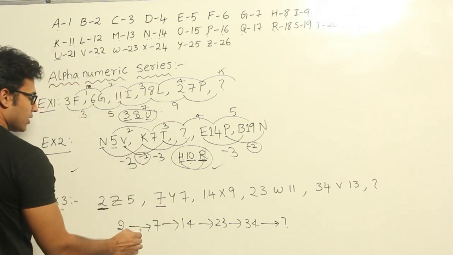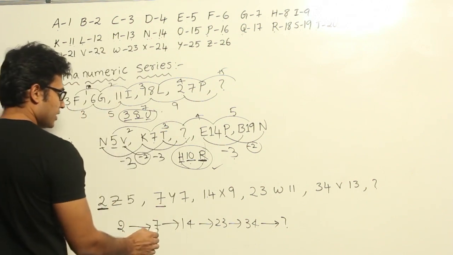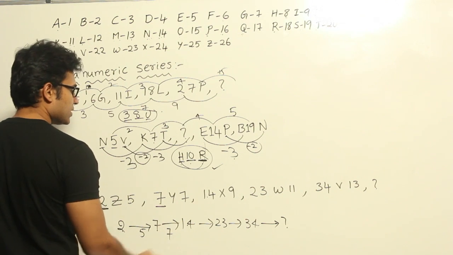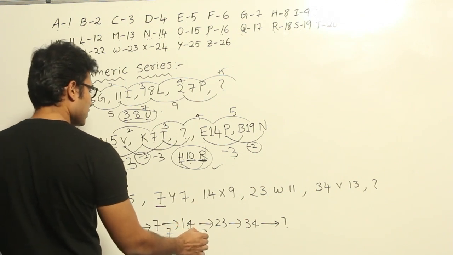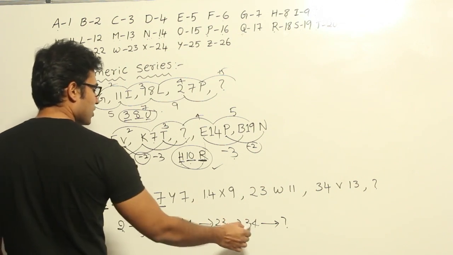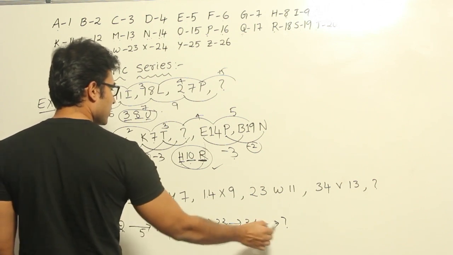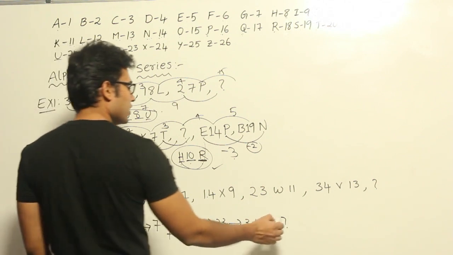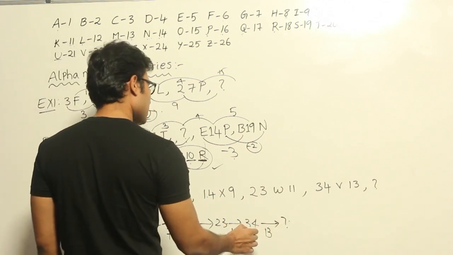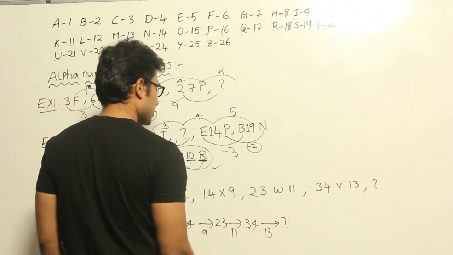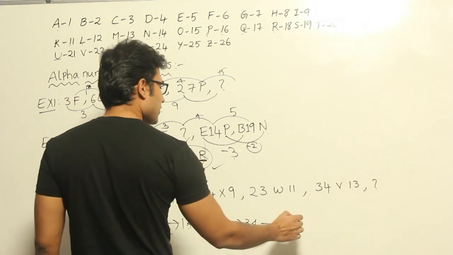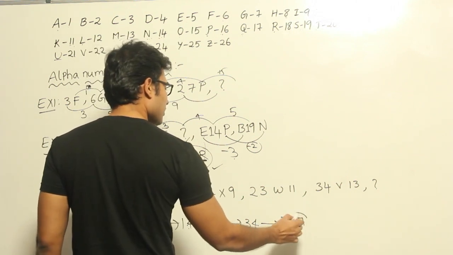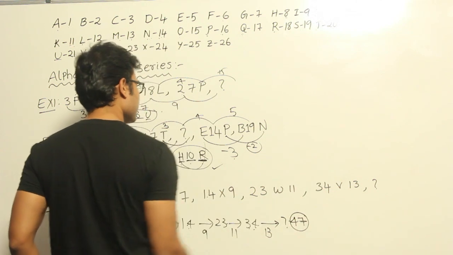Now from here to here, if you observe it, the difference is 5, right? From here to here, the difference is 7. From here to here, the difference is 9. From here to here, the difference is 11. From here to here, the difference has to be 13, right? Now therefore the last one has to be 34 plus 13, which means 47 should be the number beginning in the last term, right?